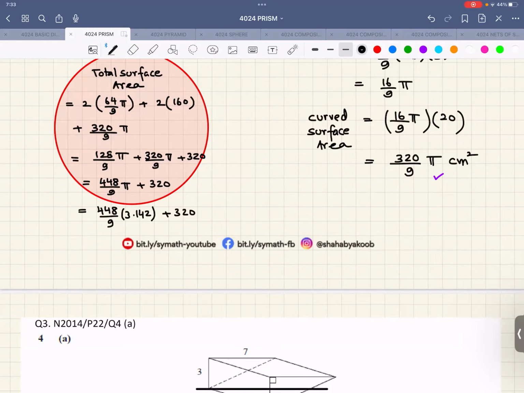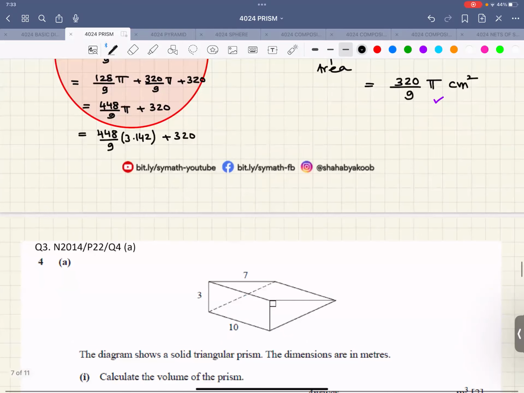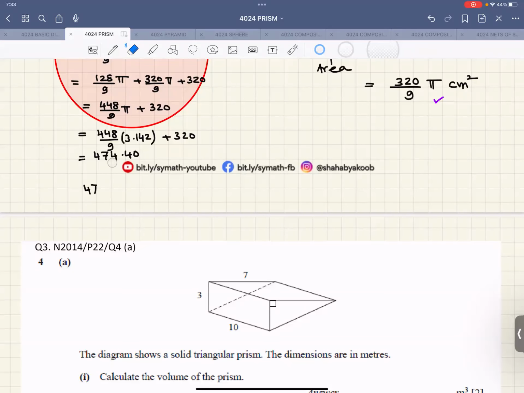So therefore, this comes out to be 476.40. Let me give the answer as 476, not 474. So let me correct it. That is 476.40. So the answer is 476 centimeters square. That is the final answer, correct to 3SF.